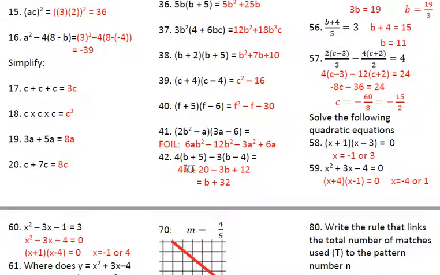Alright, next one over here. The 4 gets combined with the b to give you 4b. The 4 gets multiplied with the plus 5, you get a plus, and then 20. So 4 times 5 is 20 there. Alright, next one. Negative 3 times b is minus 3b.